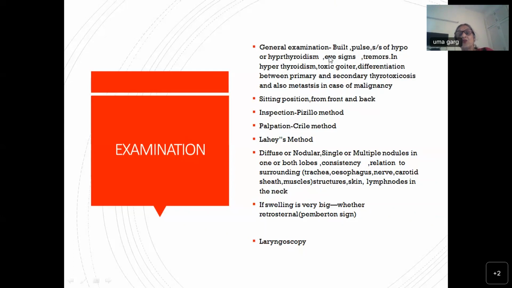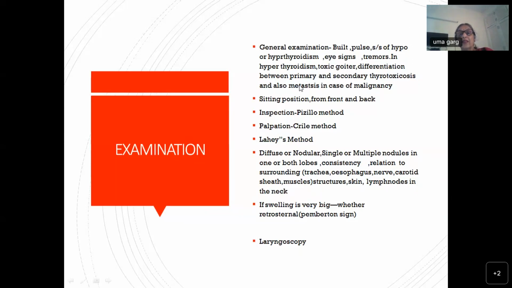It is very important to know the eye signs, because in toxic hyperthyroidism or Graves' disease, which is primary thyrotoxicosis, or secondary, in primary there are definite eye signs: Stellwag's sign, Joffroy's sign, Mobius sign. And in secondary thyrotoxicosis, the brunt is on the cardiovascular system. So by general examination, we can also know that. Then tremors in hyperthyroidism. So from these points in general examination, we can differentiate between primary and secondary thyrotoxicosis.